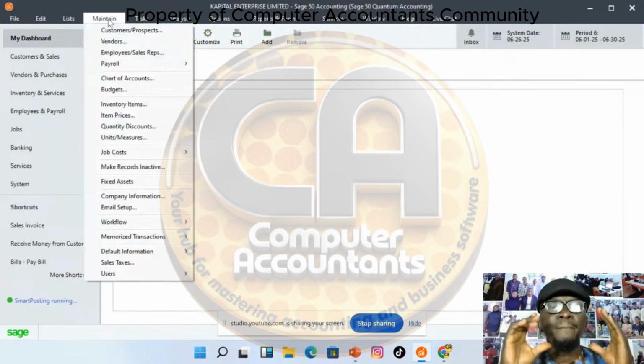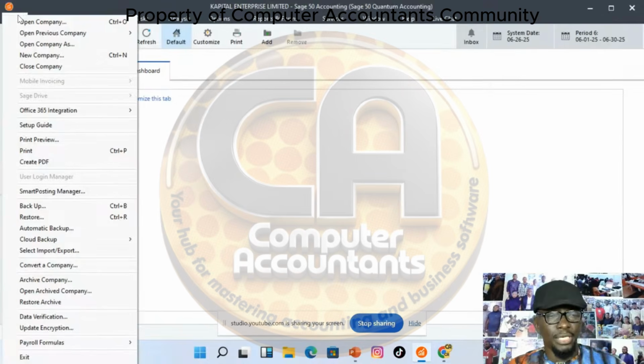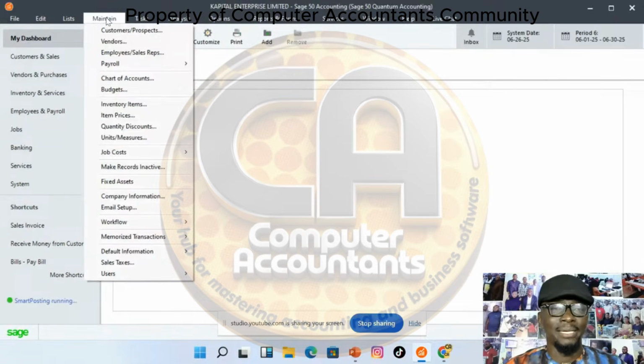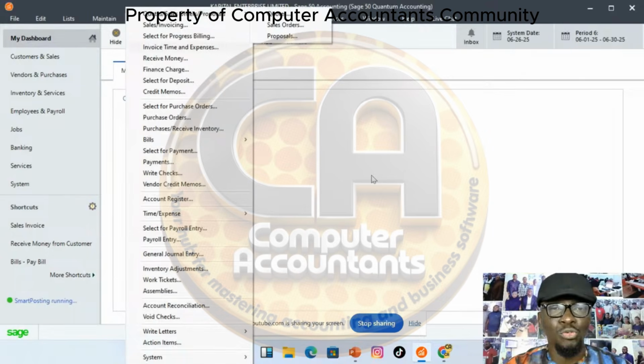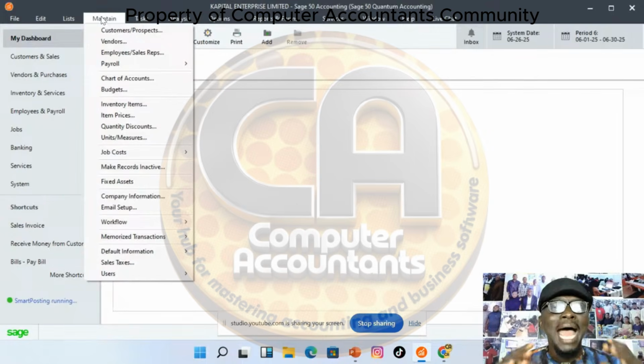Now, every menu has a sub command. You can see when you click on file, it drops down, showing you the sub command. When you click on maintain, it drops down. Tax, it drops. So every menu has a sub menu, and the actual work is done in the sub menu.